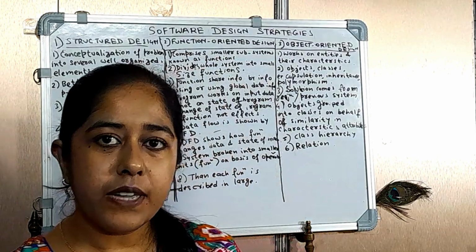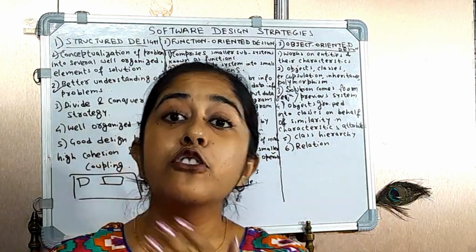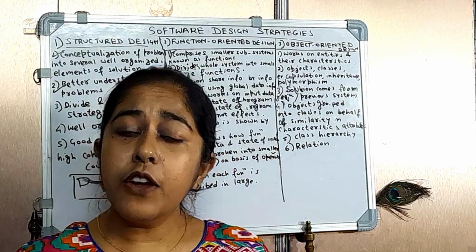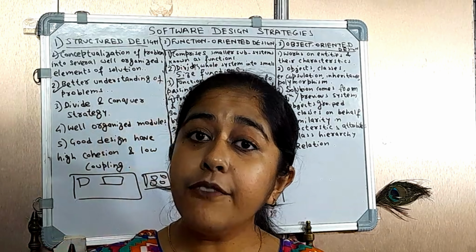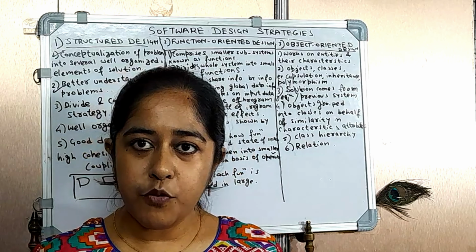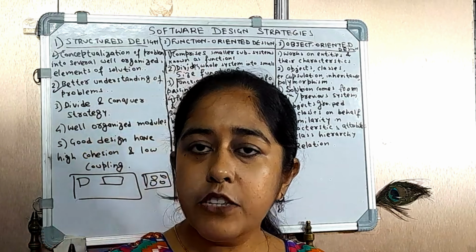Okay, now the second one is better understanding of the problem. Here we are working on the solution domain, so we have to have a better understanding of the problem. You have the requirements, you have the problem in your hand. Now you have to understand the problem better so that you can get a better solution in your designing phase, and so that you can get better, best quality software. So better understanding of the problem should obviously be there.